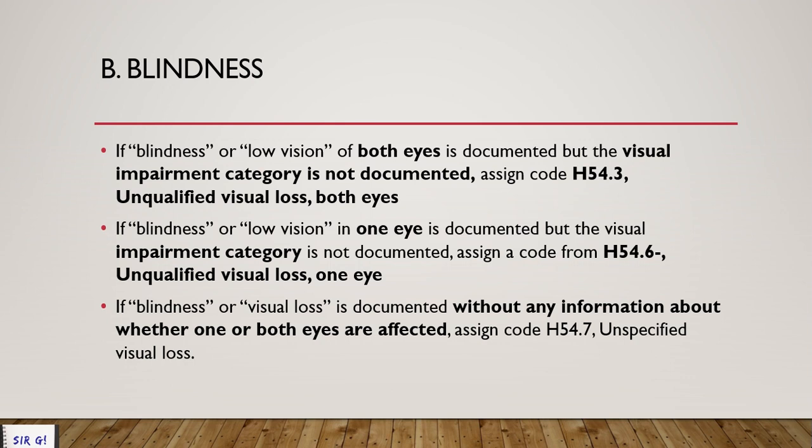Now, the very important thing that you need to know here is the impairment category. So I think it's available in your book when you go to your H54 category. There's a category there, I think, lower right side of your book. You can see a diagram there, or a box with diagrams that will tell you about your impairment categories.